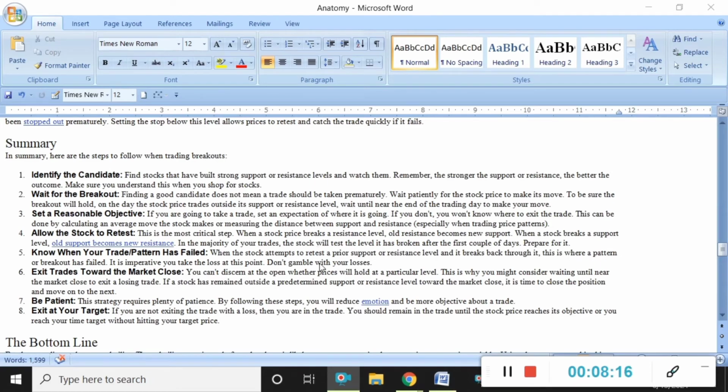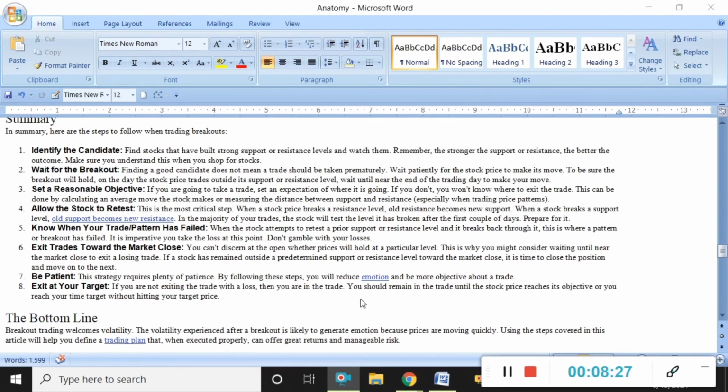Don't gamble. This strategy requires a lot of patience. You have to reduce emotion and be more objective about your trade. Take your money out of the market, take profits, have a plan of attack. Sometimes it's tough for me also. When someone asks, hey Jake, what do I do here? You have to have a plan first.